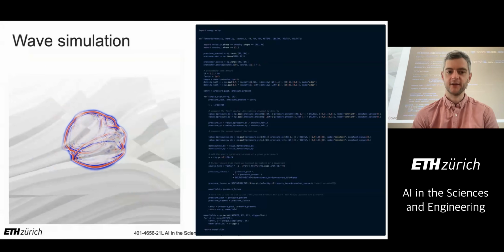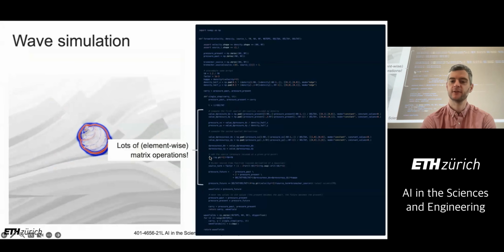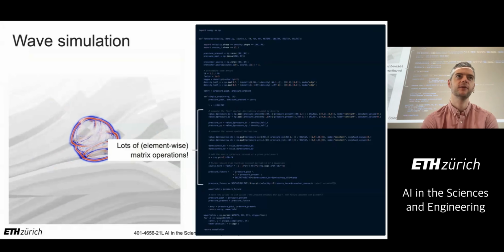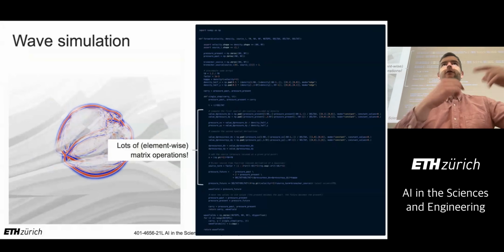So I can do the same thing in JAX. There's a lot of element-wise matrix operations, so you could see how this lends itself very well to running on a GPU. The GPU could do each of these element computations in parallel on all of those thousands of cores.